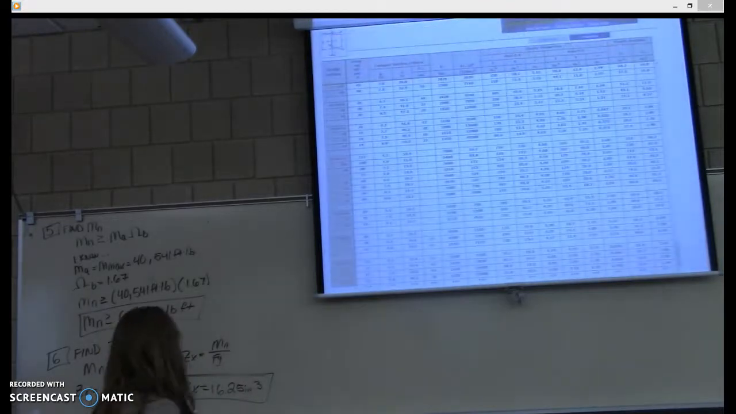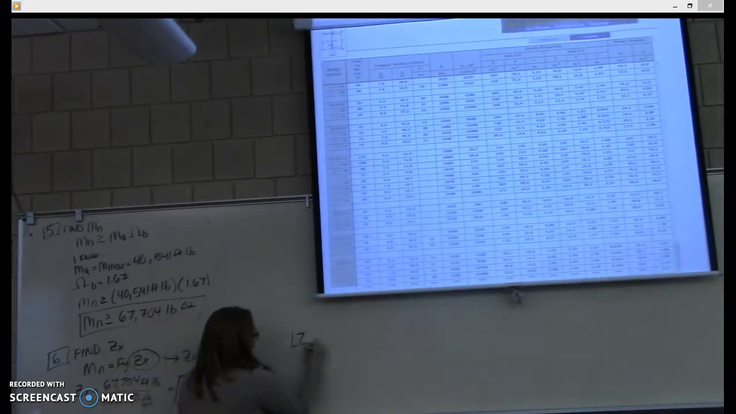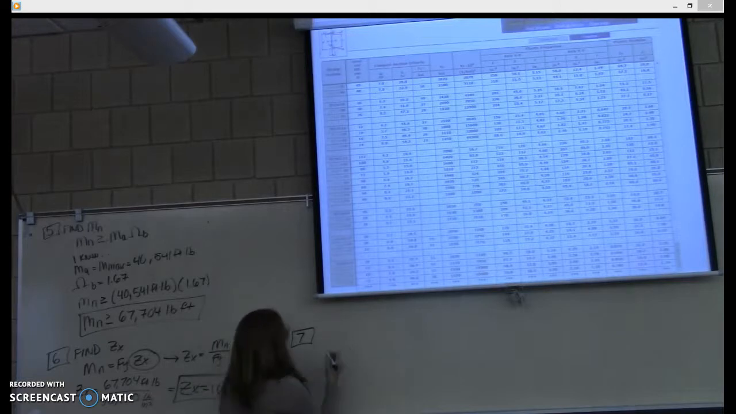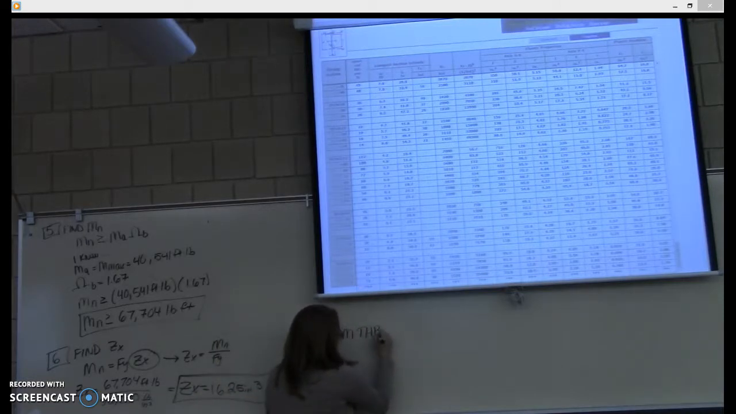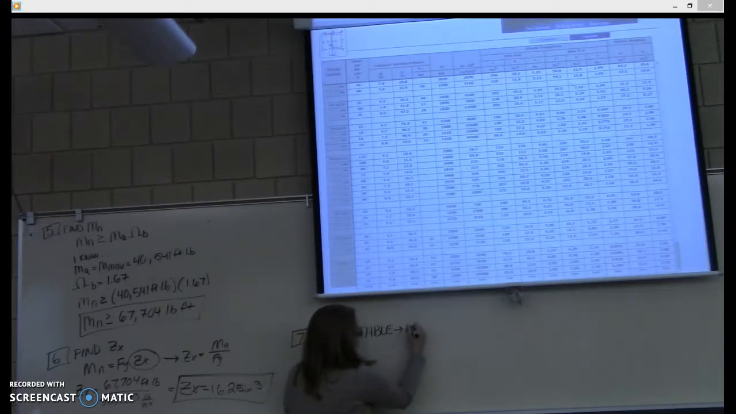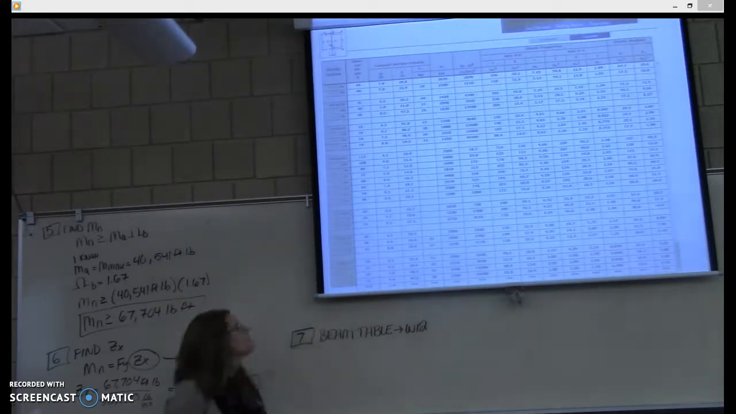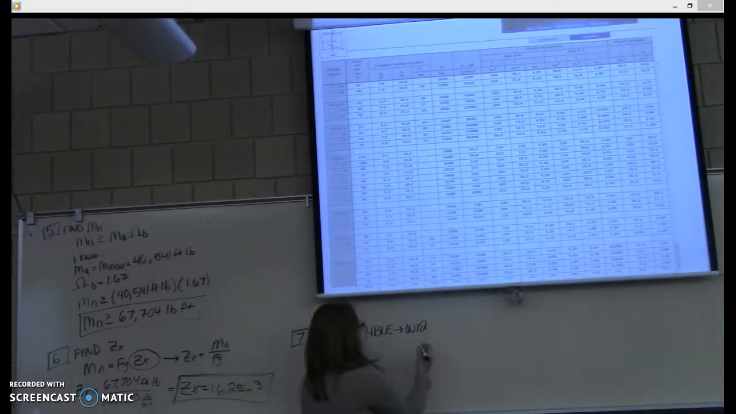All right, now that we have Zx, we can figure out what kind of beam we want using the table. And I told you in the given information that we are looking for a W12. So when you read this table, you're always going to start at the bottom and work your way up, because that's the lightest beam at the bottom, and then they get heavier as you go up.